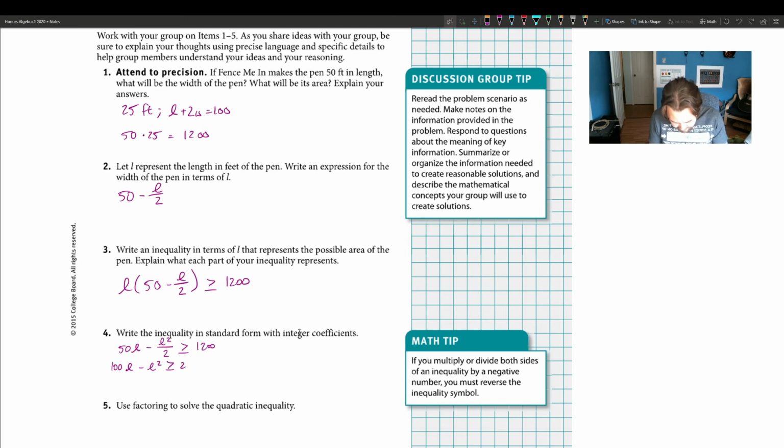Let's get that all on one side. 100L minus L squared minus 2,400 is greater than or equal to 0. We'll put it in the right order. Negative L squared plus 100L minus 2,400 is greater than or equal to 0. And then we will fix that to make it be in standard form. L squared minus 100L plus 2,400 is less than or equal to 0.